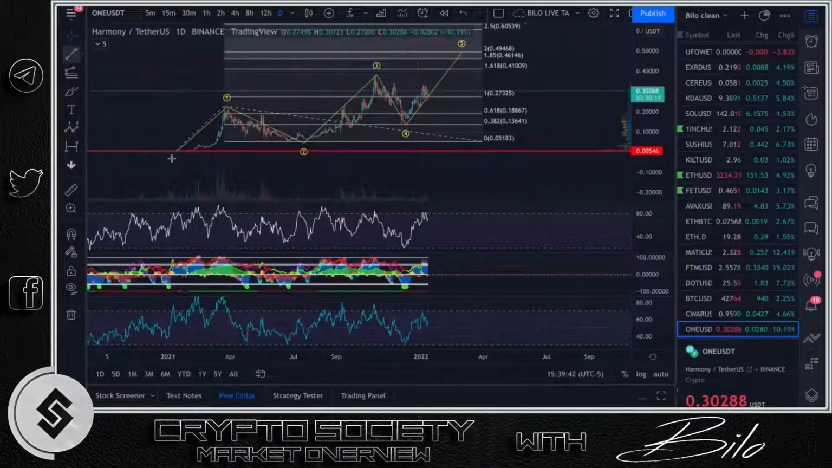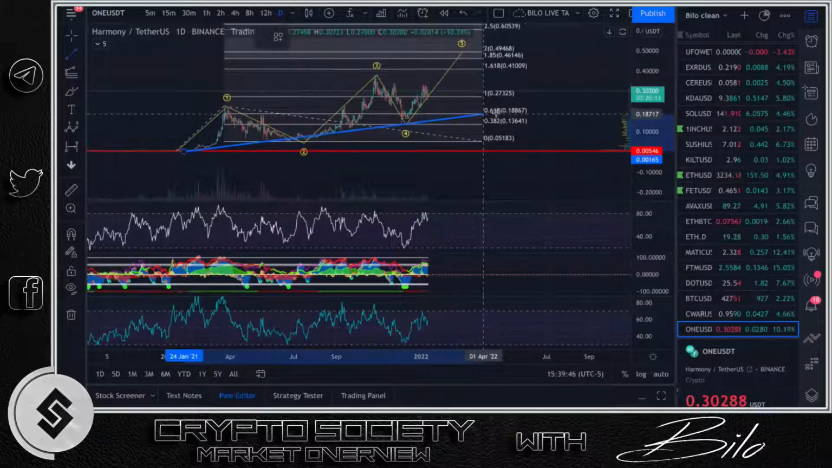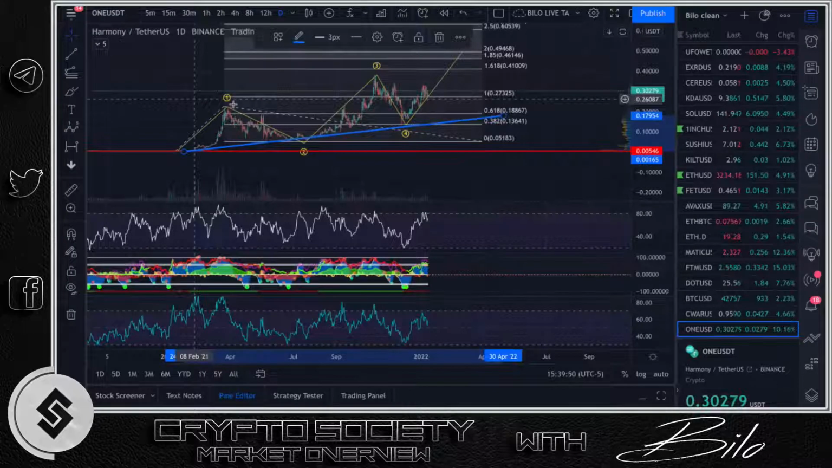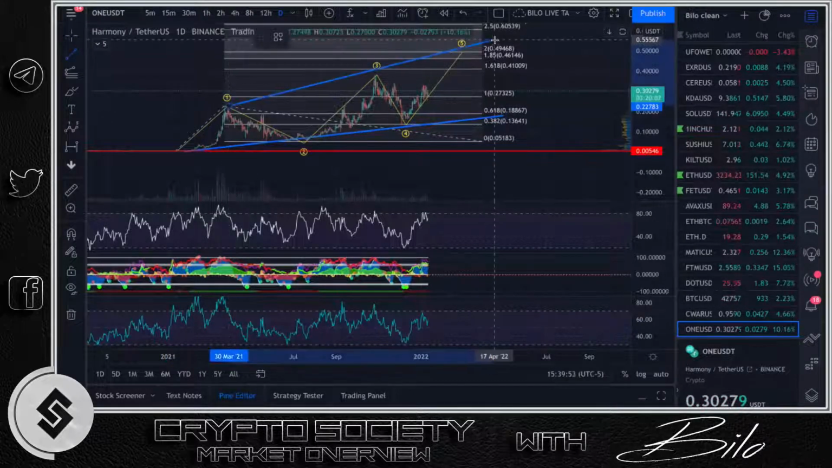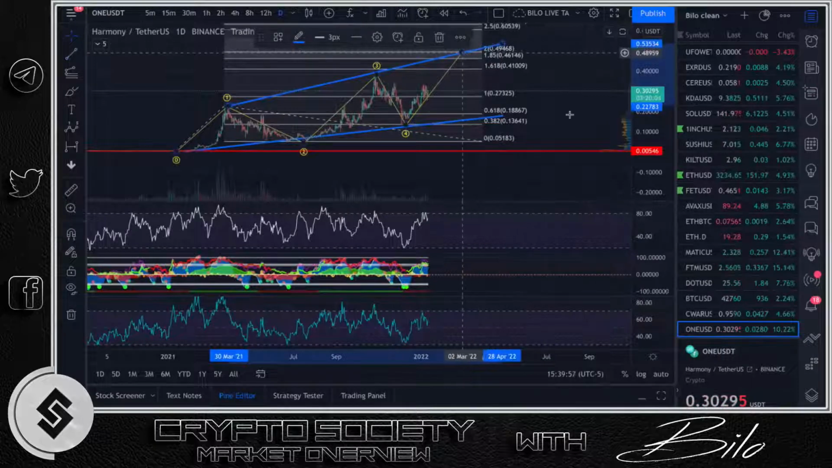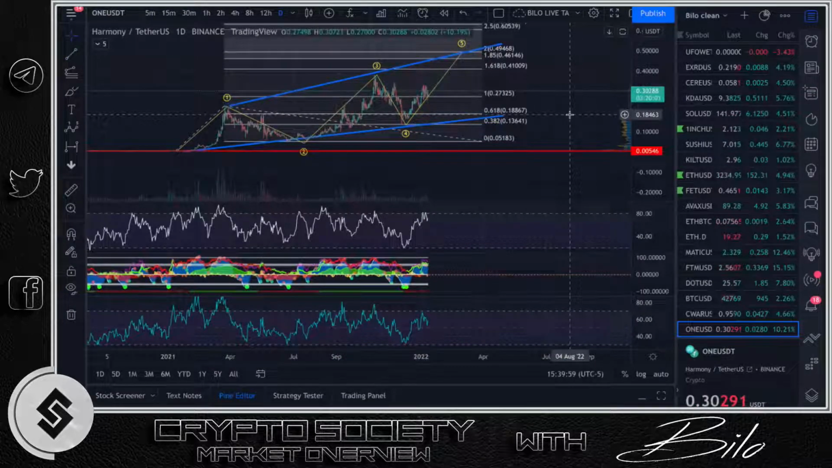I'm trying to figure out what structure this is. Could be an expanding diagonal. It actually works as an expanding diagonal. That looks really good, yeah. It works with an expanding diagonal. Just slipped out of the channel once, other than that, looks fine.